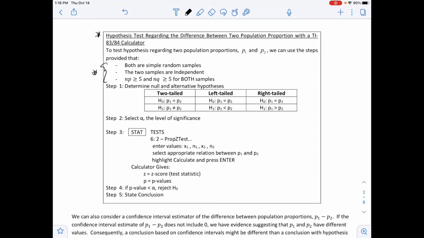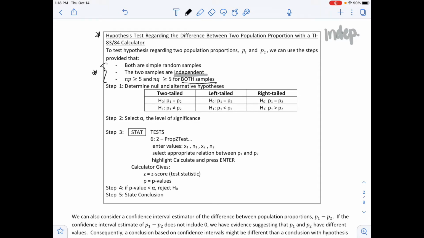The first is that both are simple random samples. The two samples are independent, and that is key here. So this is only for independent samples when we're dealing with proportions. And n times p and n times q are both greater than or equal to 5 for both samples.